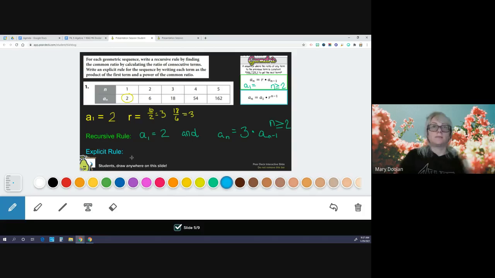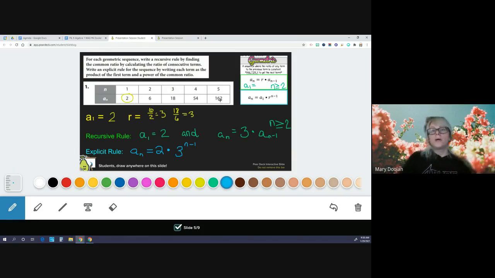So a sub n equals a sub 1 times r to the n minus 1. I know what a sub 1 is. I know what r is. So instead of writing those pieces, I'm going to actually plug in the values. So it's 2 times r, which is 3, to the power of n minus 1. And so this is the general formula to get any term in this sequence.